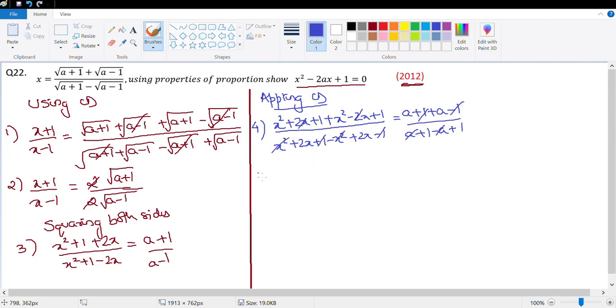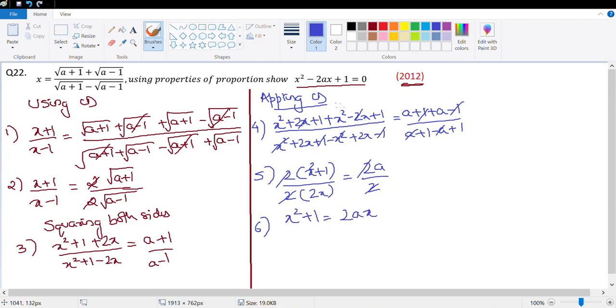So the numerator now is 2 times (x square plus 1). Denominator is 2 times 2x. 2 and 2 gets cancelled. Here we have 2a upon 2. 2 and 2 get cancelled. Let's cross multiply. Now what we have is x square plus 1 is equal to 2ax. Okay, that's exactly what they want.